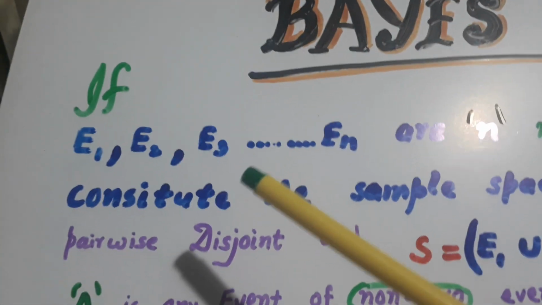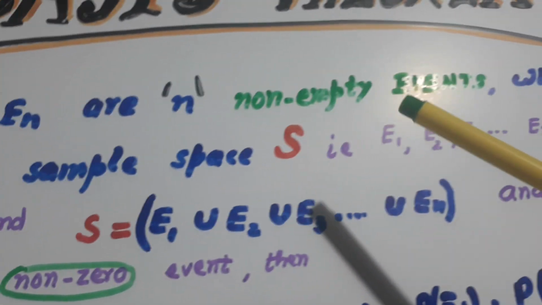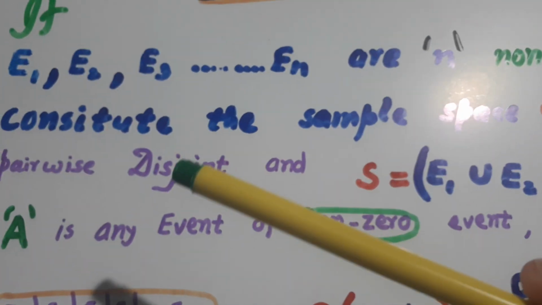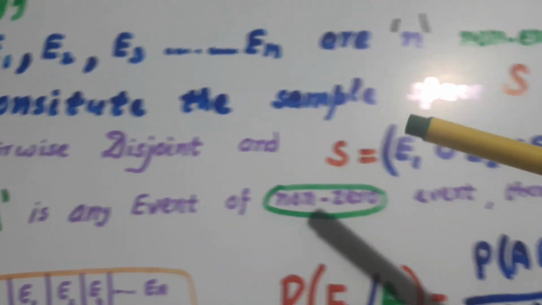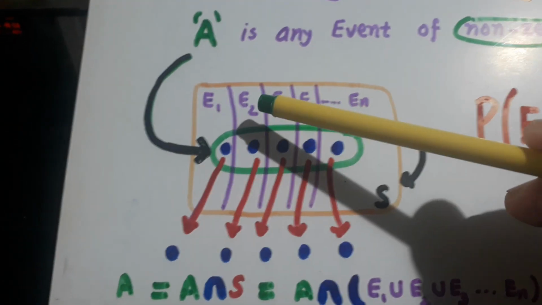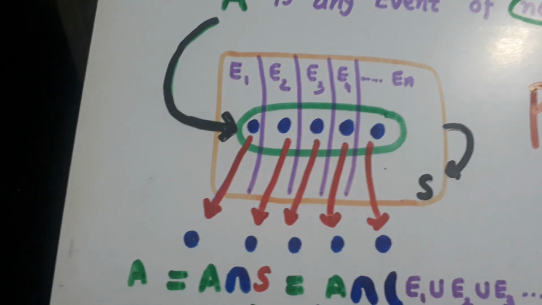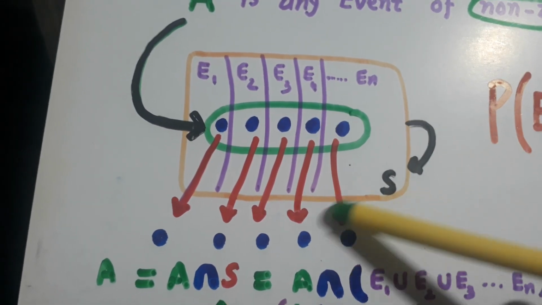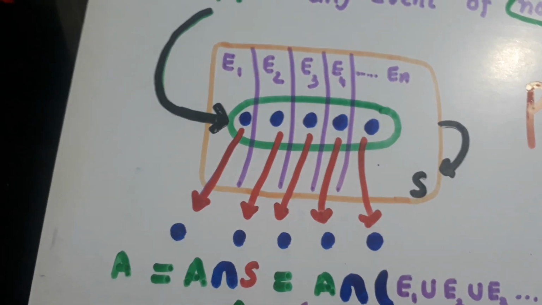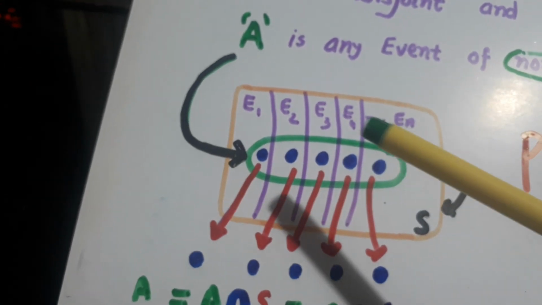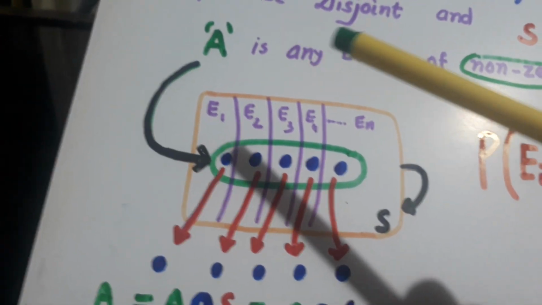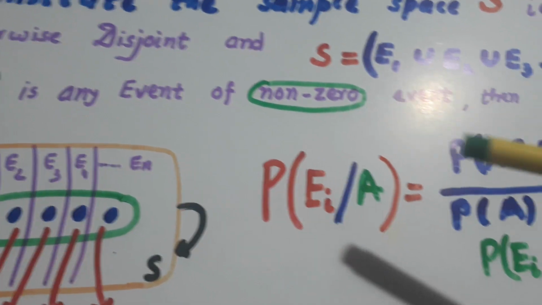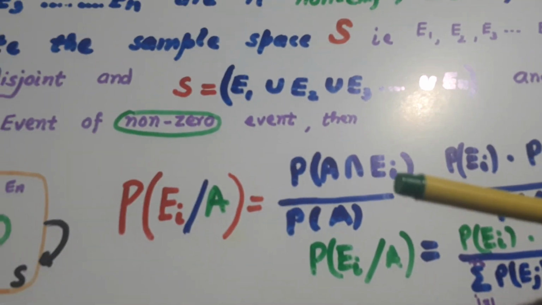If E1, E2, E3, En are n non-empty events which constitute the sample space, look here, E1, E2, E3, so on up to En, they constitute the sample space. And this is the event A. A is any event of non-zero probability.